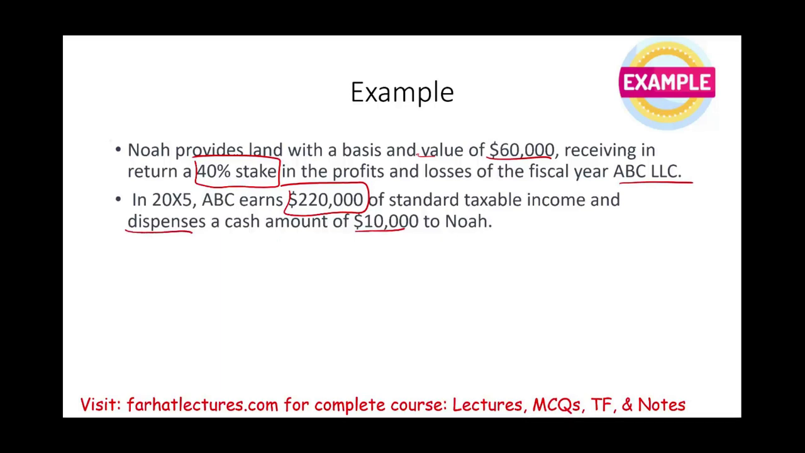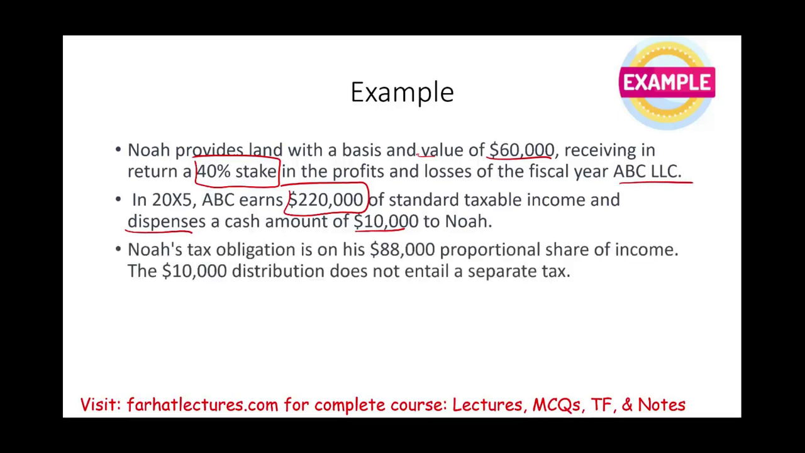Well, what is Noah's tax obligation? Well, here's what's going to happen. Noah's tax obligation is, the partnership made $200,000, 40% goes to Noah, Noah is responsible for $88,000. Well, how about the $10,000? No, the $10,000 is not taxable to Noah. Noah is responsible for the $88,000. This is what we mean by pass-through entity.